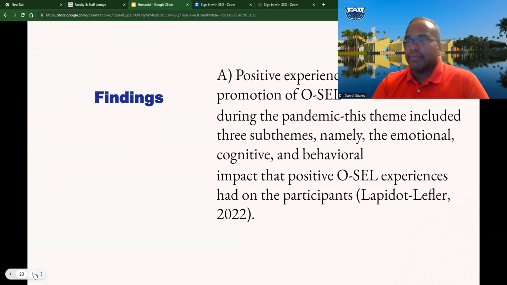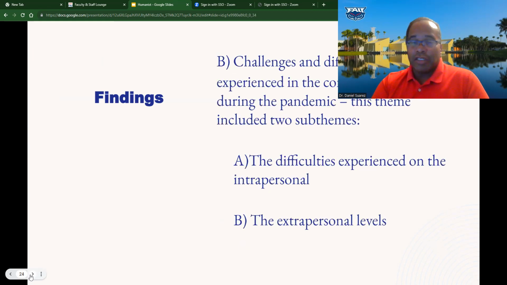The findings. Well, the positive experience regarding the promotion of online SEL during the pandemic. This theme included three sub-themes, namely emotion, cognitive, and behavior. It left the students with positive participation and also promoted high scores in their classes as well. The challenges of difficult experiences in the context of the online pandemic was the next theme.